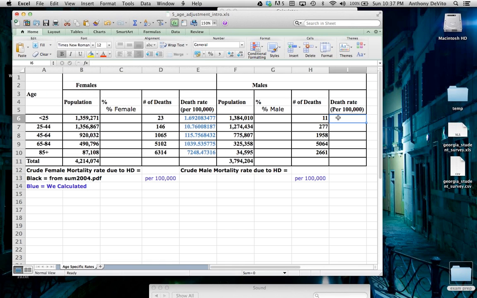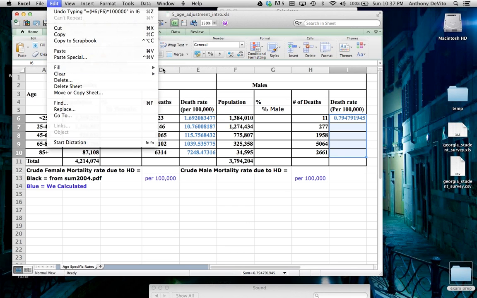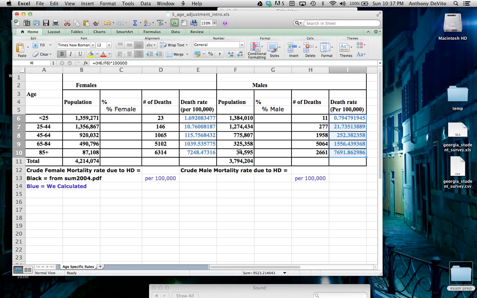I'm going to do the same thing. Age-specific death rates for males in this population is equal to number of deaths over the population in that age group. I'm going to put parentheses around this and multiply by 100,000. Okay, and I'm going to fill down.